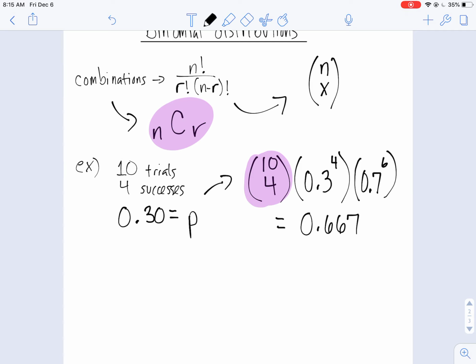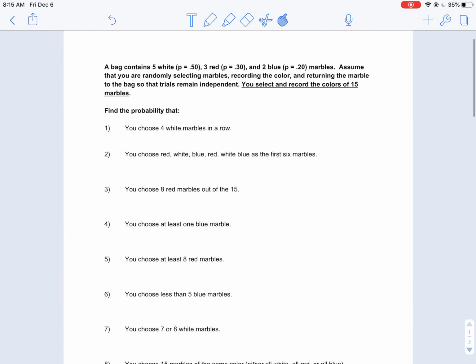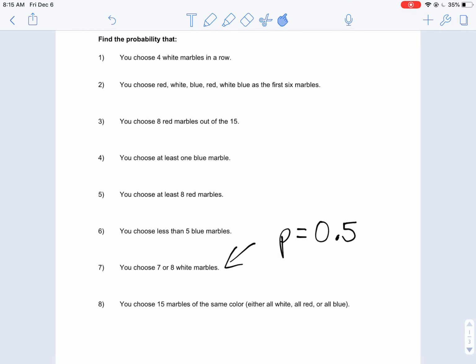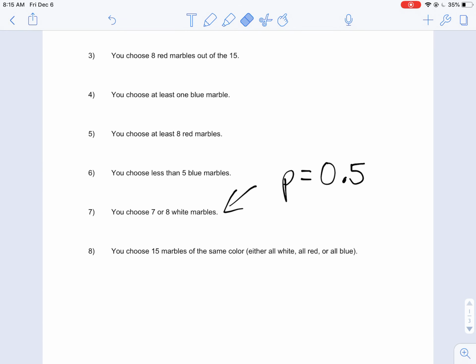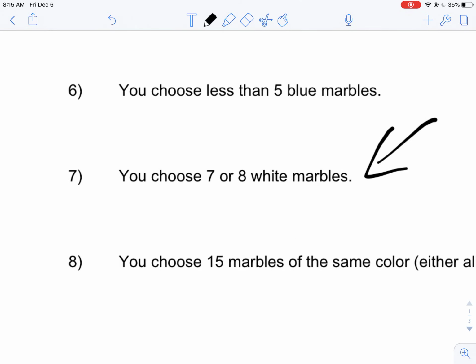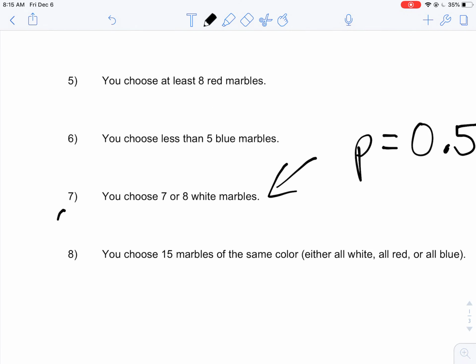Now, once we start dealing with the whole Binomcdf thing and cumulative calculations, that's where people start to get a little tripped up. So I want to walk you through. All right, so we're going to deal with white marbles here. I'm going to start you out with number 7 here because this will be a nice introduction. It says the probability of getting a white marble is 50%. So what I'm going to do first is it says you choose 7 or 8. In order to find 7 or 8, I'm going to go with the formula. I'm not going to necessarily calculate. I think the formula is the most important part here.